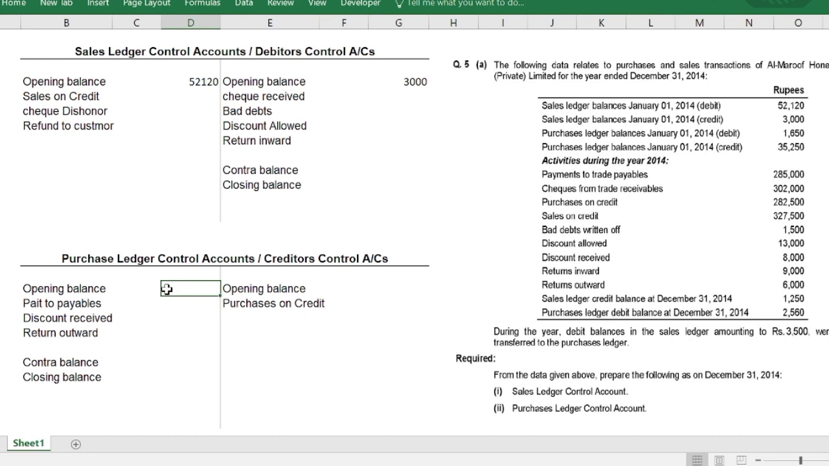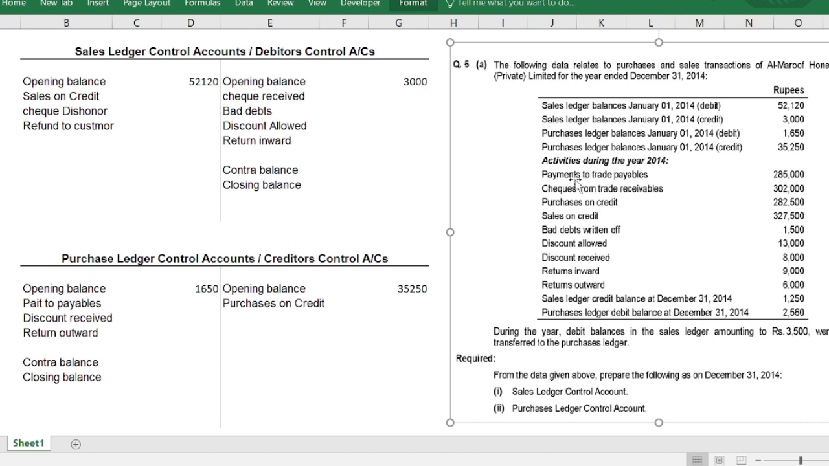So we go and mention in the purchase ledger control account the debit opening balance of 1,650, and the credit balance of the purchase ledger control account is 35,250. After that, all transactions are given below, which are presented in 2014.